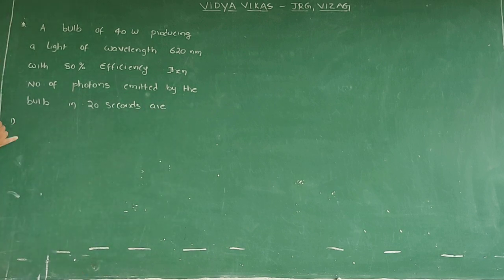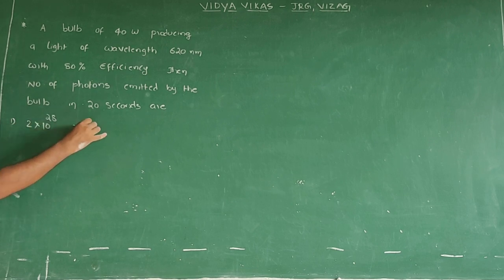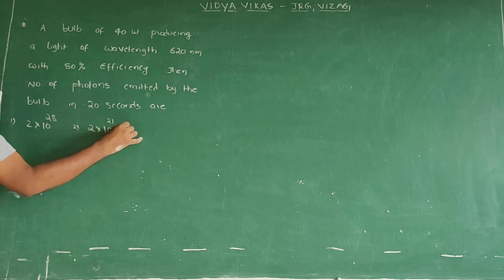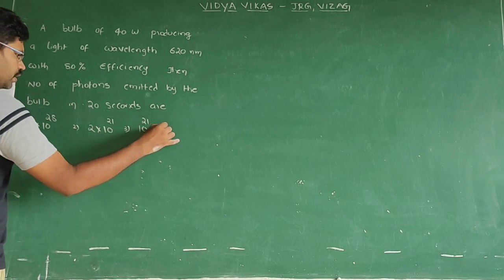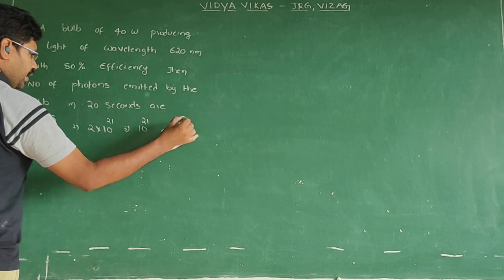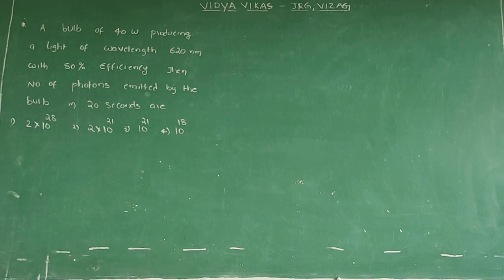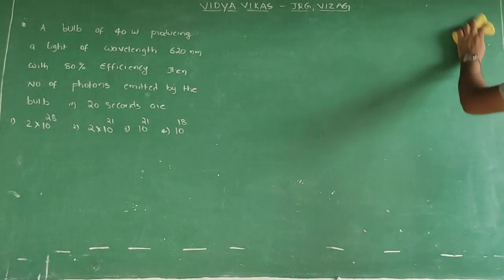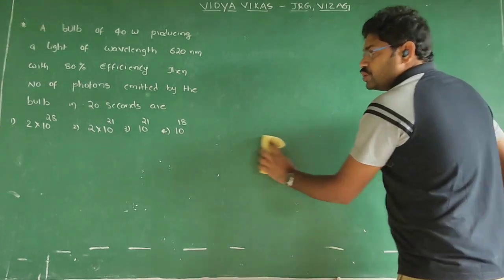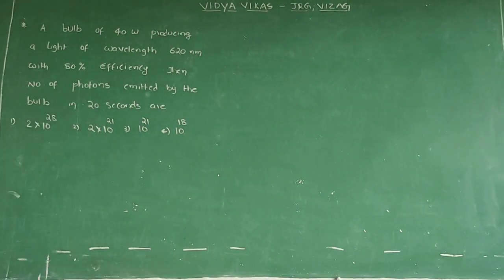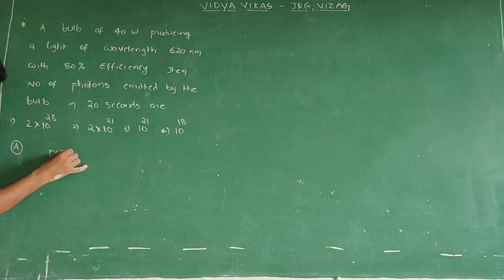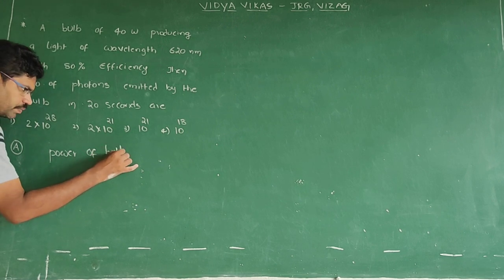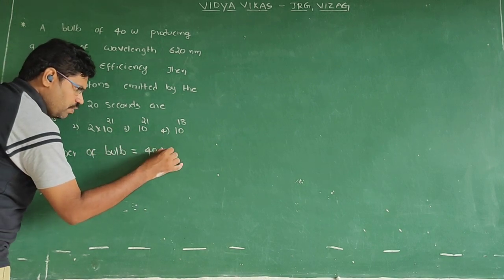Students, we have different options here: 2 into 10 power 28, 2 into 10 power 21, only 10 power 21, and only 10 power 18. A different question from the 2019 Mains session in this atomic structure chapter. So, students, let me come once again to the power of the bulb. Please observe that. The power of the bulb is 40 watts.